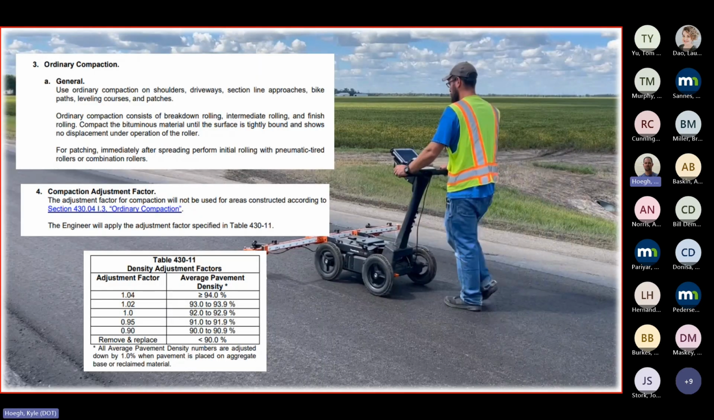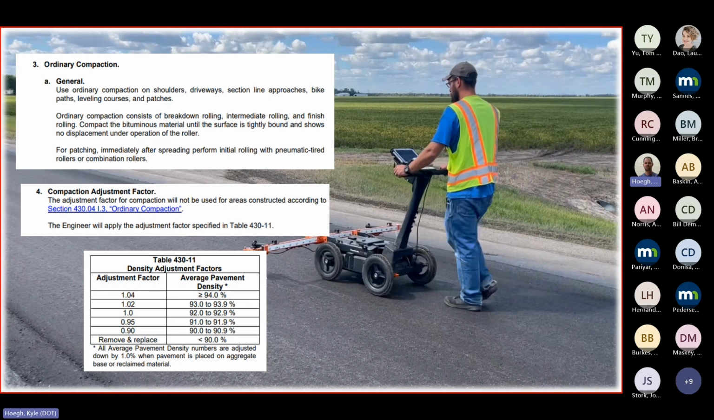In North Dakota, we only do the compaction adjustment factor, or the incentives and disincentives, on the main line. Not the shoulders. Shoulders are just ordinary compaction, which pretty much says you have to roll it. So we're not going to pay incentives on the shoulders. We just do straight up ordinary compaction.